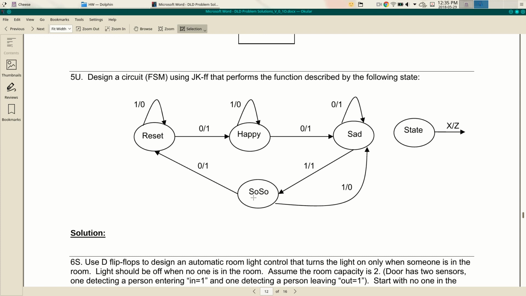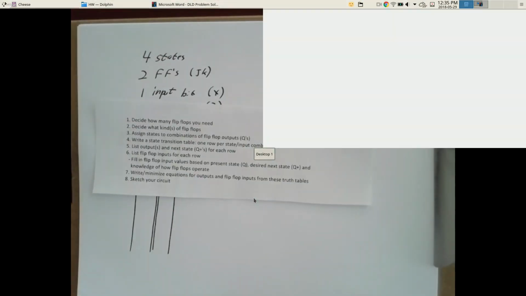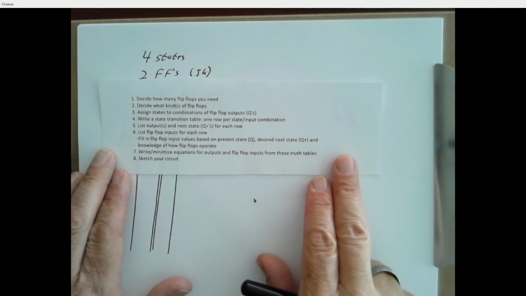Okay, so I posted this on Canvas. This is the synthesis version of the handout that we did last week. So 8 steps, more or less. Step 1, decide how many flip-flops you need. And if you're doing full encoding, it's just whatever number lets you have 2 to the n be at least the number of states.